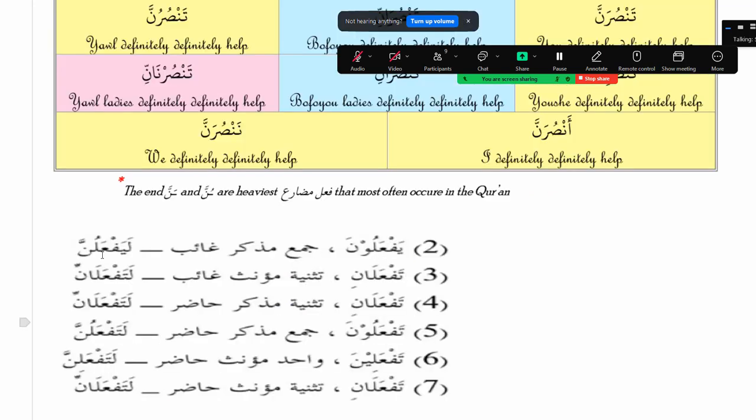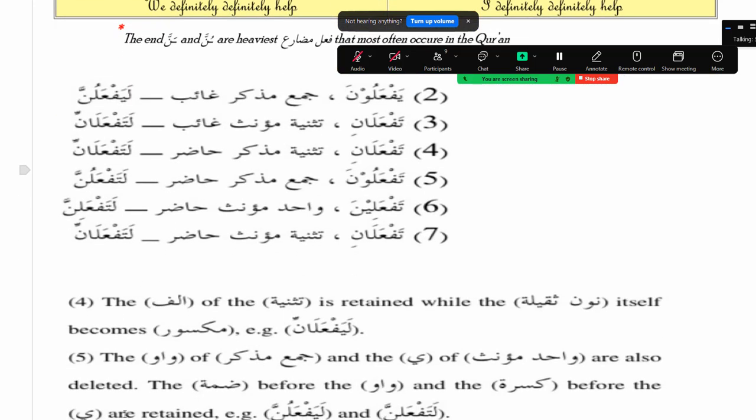Yaf'aluna becomes la yaf'alunna. You know it, right? Because yaf'aluna is a plural, so you will have a dhamma, la yaf'alunna. And taf'alani is dual. So whatever dual you have, you have ani at the end. So la taf'alani. Taf'aluna becomes la taf'alunna because it's plural. Taf'alina, this is the only one which will have a kasra. So it becomes la taf'alinna. Again, taf'alani becomes la taf'alani.